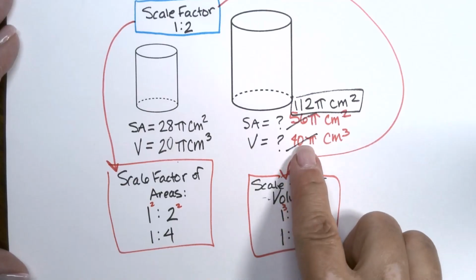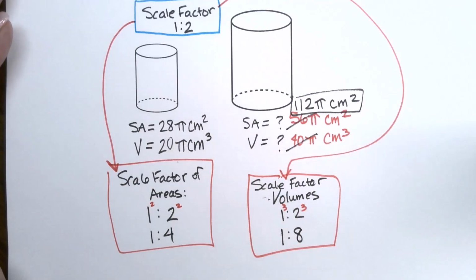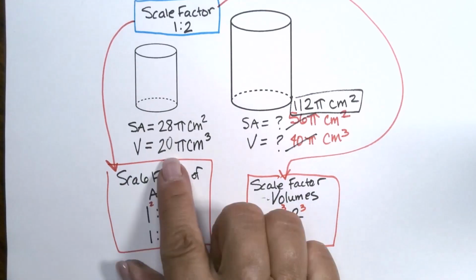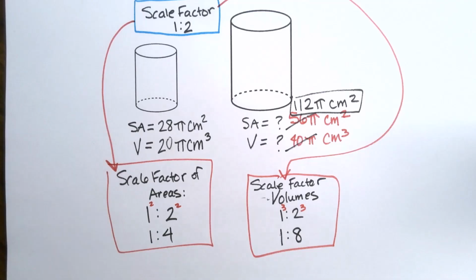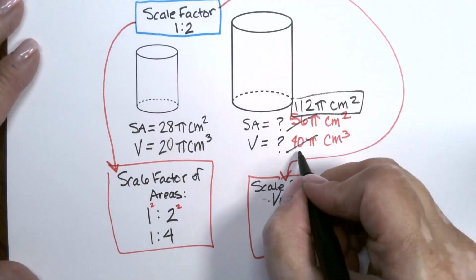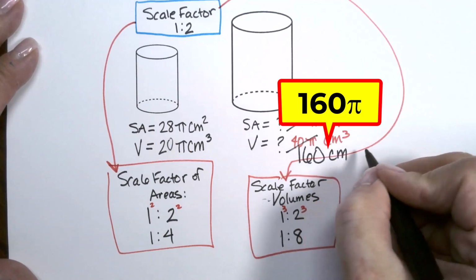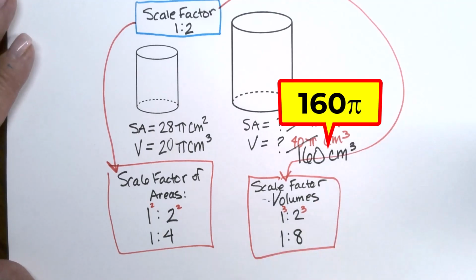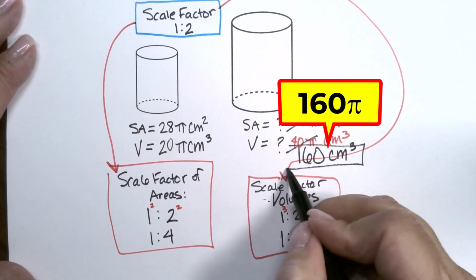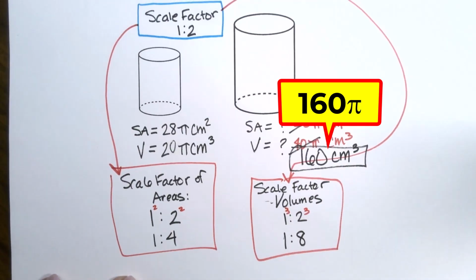So this number, instead of being 40 pi, we need to take this one times 8. I can do that in my head. So that would have been 160 cubic centimeters. And so that worked with cylinders.